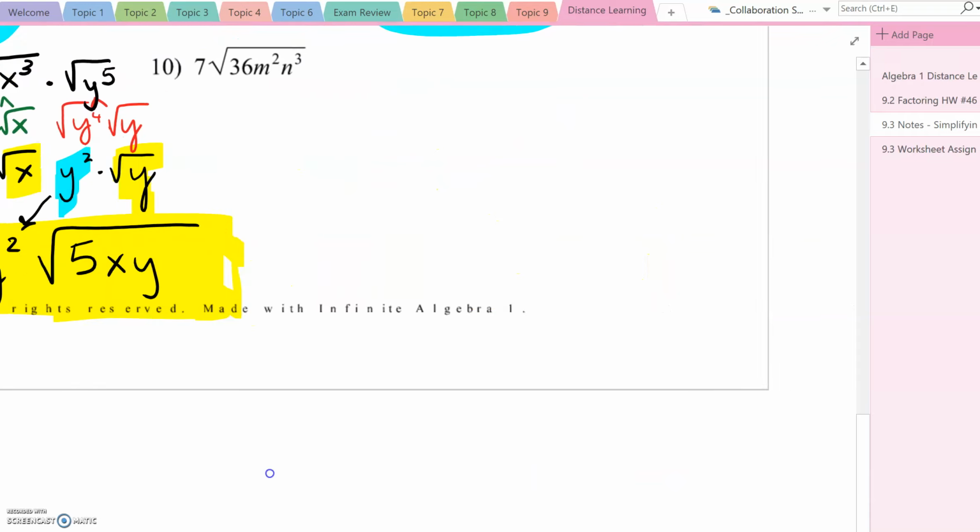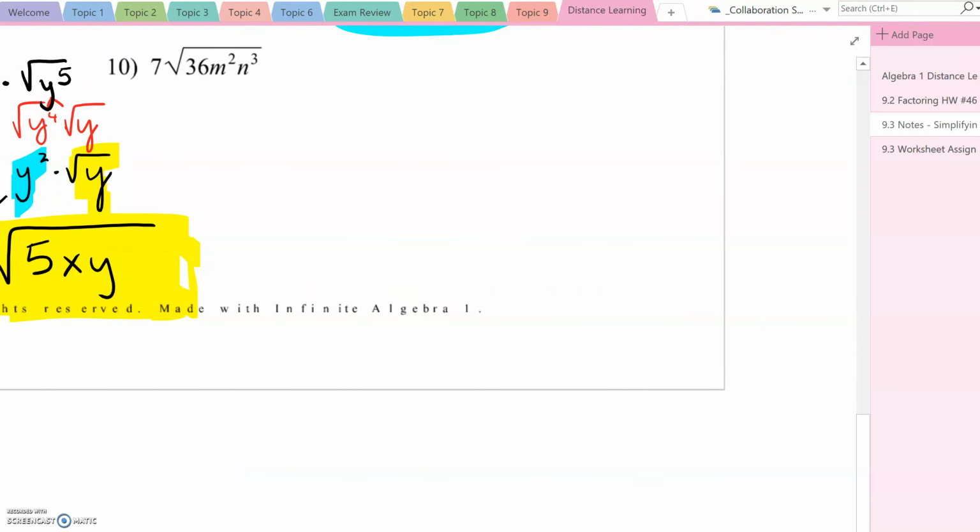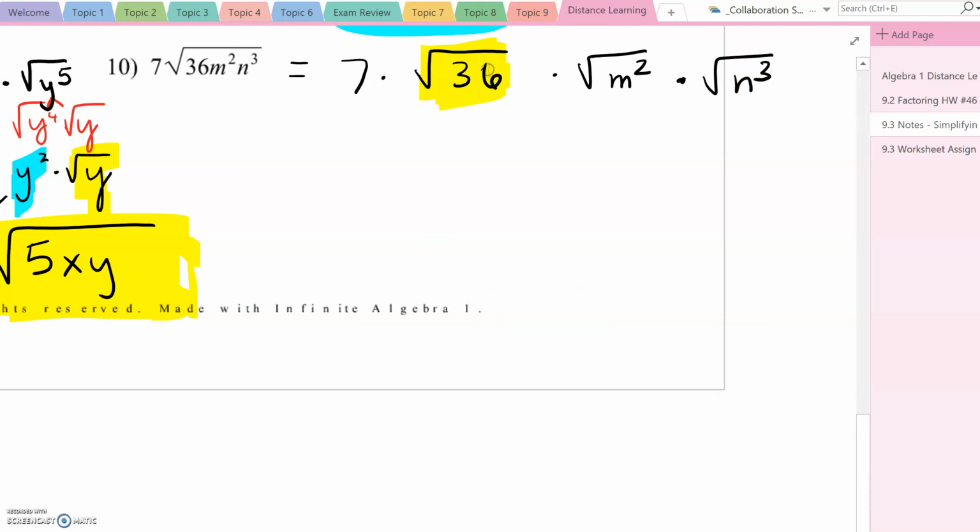And our last problem here, number 10, we have 7 times the square root of 36m squared n cubed. So let's rewrite this as 7 times the square root of 36 times the square root of m squared times the square root of n cubed. Okay, square root of 36 should be easy at this point in the notes, hopefully. Square root of 36 is just 6.